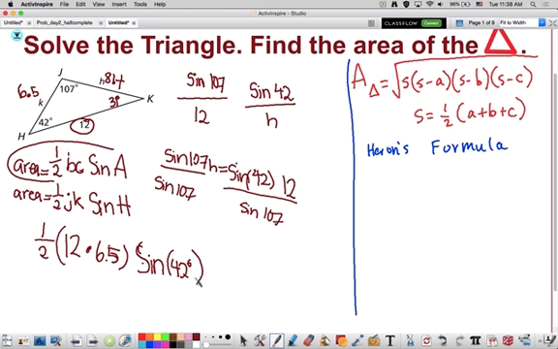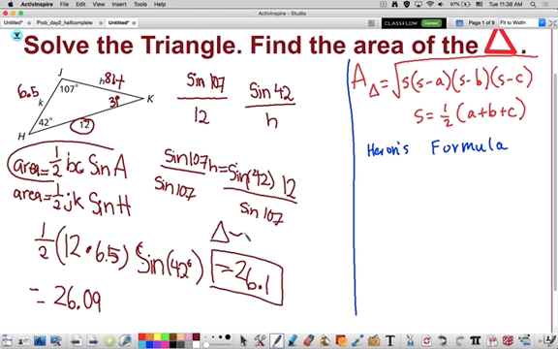And then when you plug it all into your calculator, I got 26.09, which then turns into 26.1, and that is the area of triangle JKH.